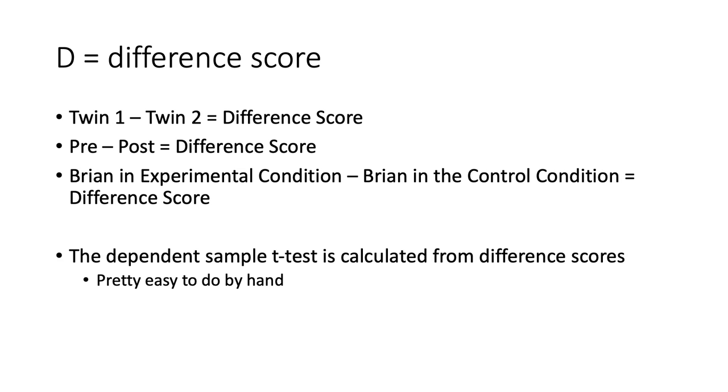First thing, though, before I show you how the calculation formula has changed for the t-distribution, you have to understand what a difference score is. D means difference score. So twin 1 minus twin 2 equals a difference score. Pre-post equals a difference score. Brian in the experimental condition minus Brian in the control condition equals a difference score. The dependent samples t-test is calculated from difference scores, which makes it pretty easy to do this t-test by hand. Let me show you another property of difference scores.